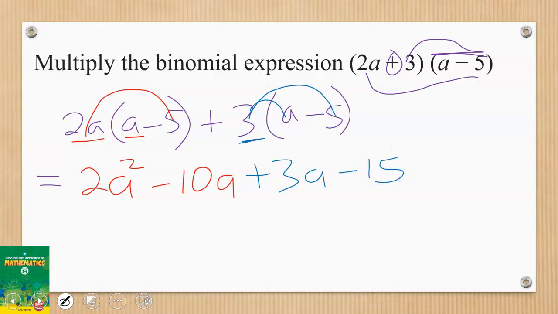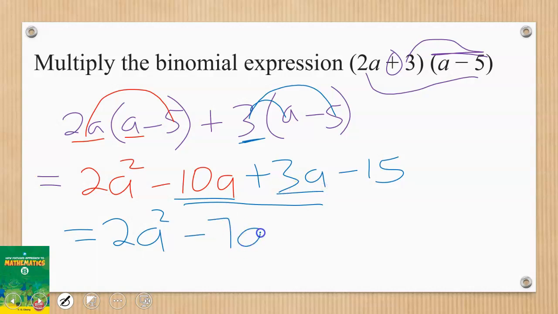Again, we check if we have like terms. You can see that these two are like terms because they all have a with the same power. We don't care about the coefficient, we care about the variable. So here we can say 2a squared, then negative 10a plus 3a will give us negative 7a, then minus 15 will come. Now all these three terms are different, so we can't add, we can't subtract. Good. Let's do the last example.